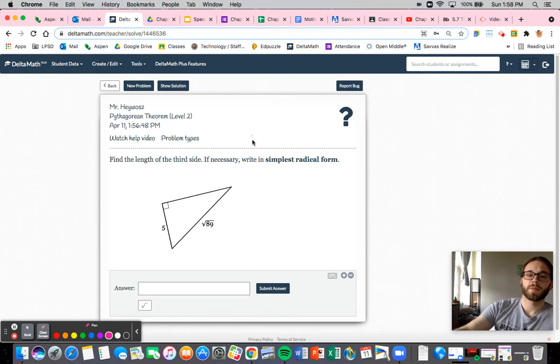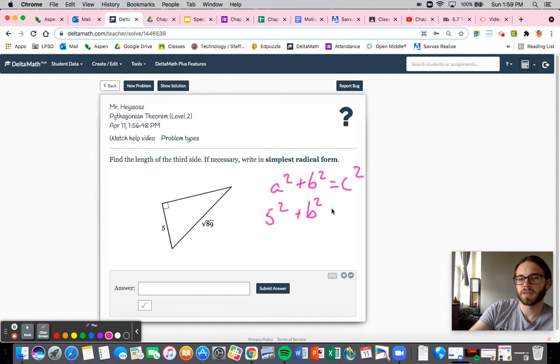So let's go through this process. We are given the hypotenuse, so c, and either a or b, really doesn't matter. A and b are interchangeable. So let's say a squared plus b squared equals c squared. So I have 5 squared. I usually call the longer one b for some reason, equals root 89 squared.